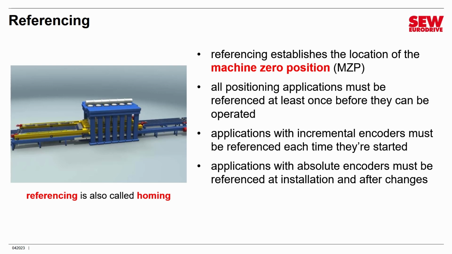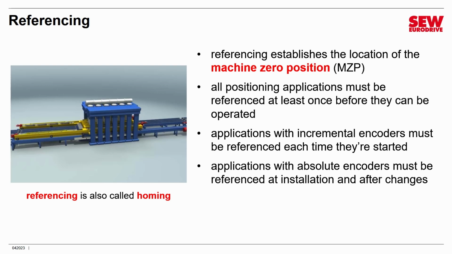Now, if you have an incremental encoder, this is the disadvantage of incremental encoders. They don't store the actual position. So every time you turn the application on, you've got to re-reference the encoder. You've got to go through this zeroing process. On the other hand, absolute encoders always know where they are, whether they're turned on or off, and as soon as they're powered up, they're ready to go.